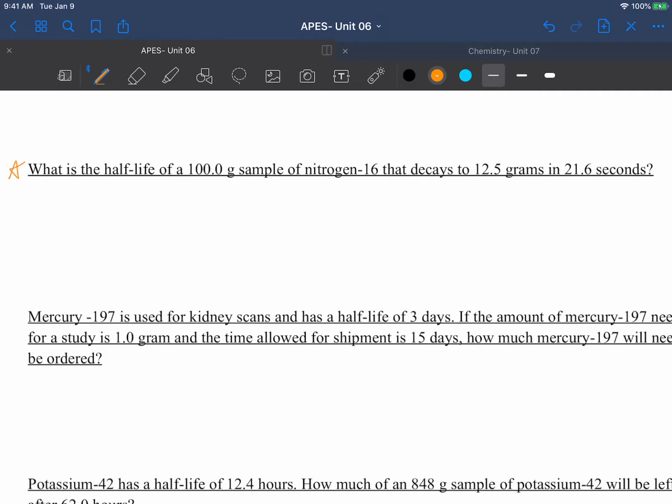Here we go. What is the half-life of a 100.0 gram sample of nitrogen-16 that decays to 12.5 grams in 21.6 seconds? So we've got a lot of numbers, but what's important here is that this time we're not calculating how much is remaining or what fraction or anything like that. We're figuring out what the half-life is. So we need to approach this problem from a different angle.